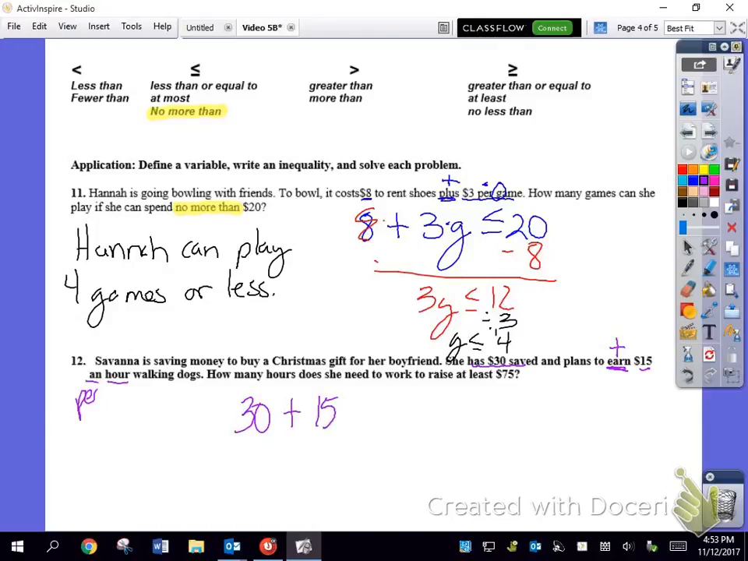So 15 times H, okay? 15 times H, walking dogs. She's going to get $15 an hour walking dogs. How many hours does she need to work to raise at least 75?